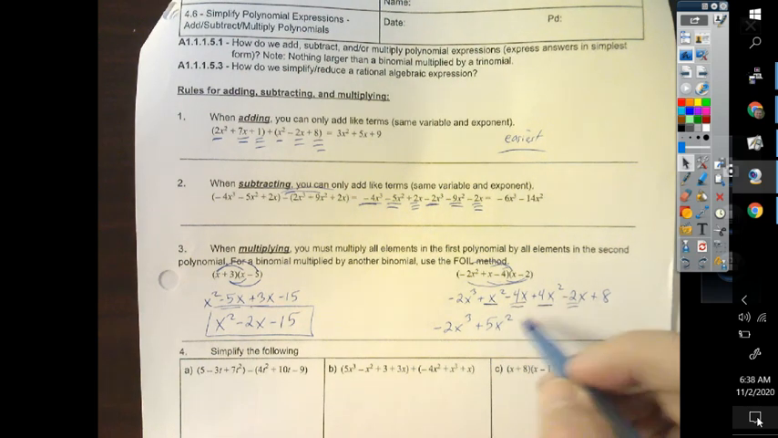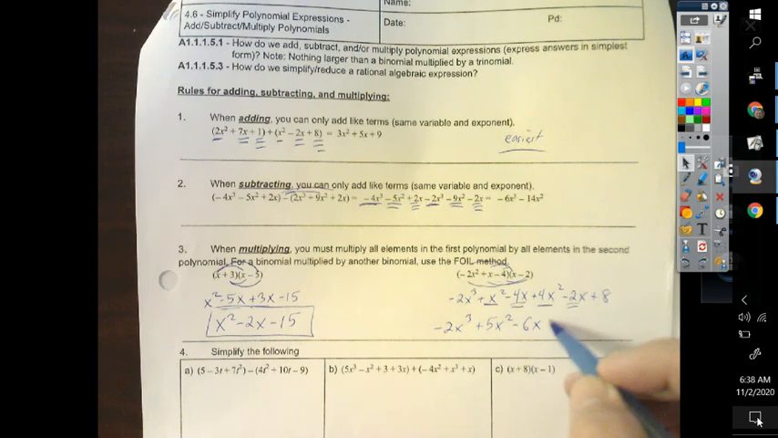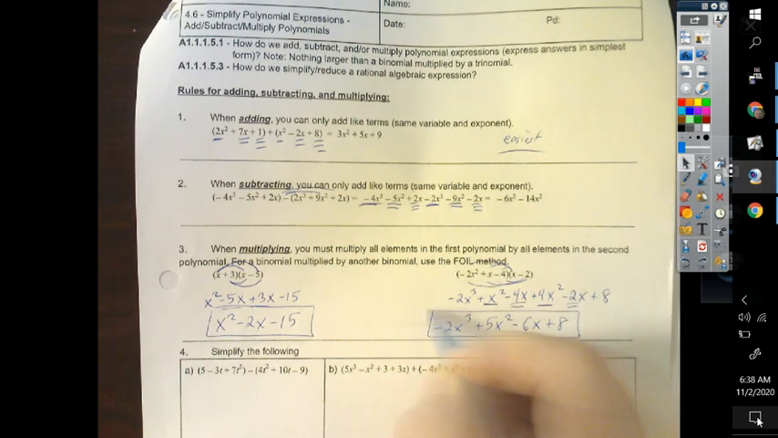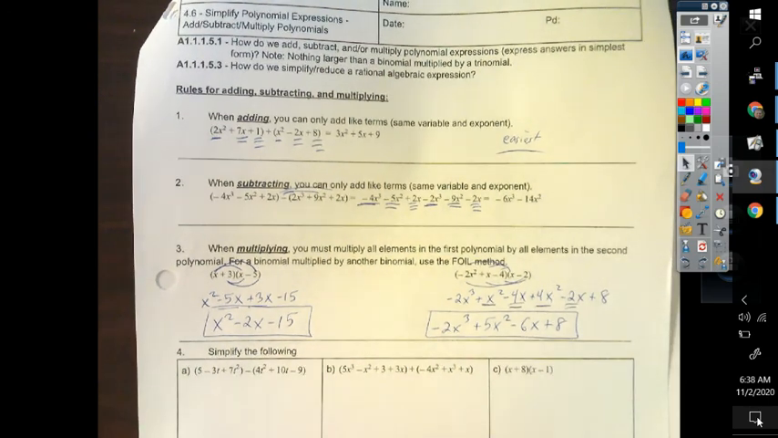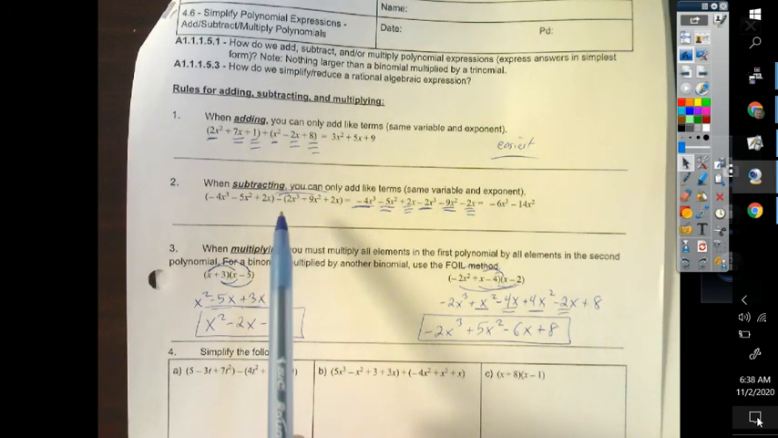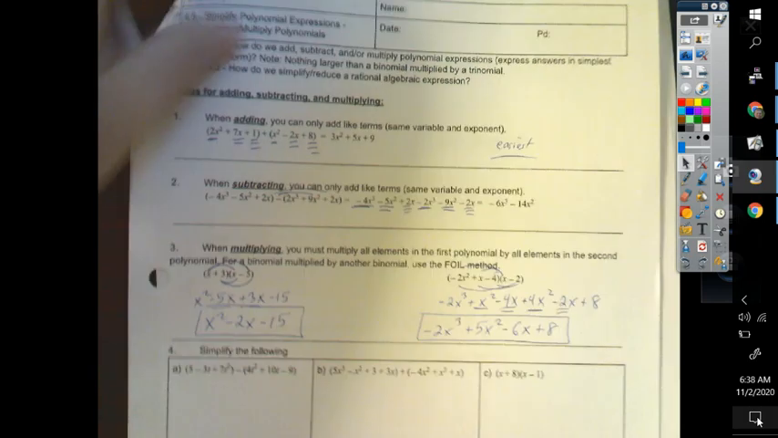Negative 4x minus 2x is minus 6x plus 8. Okay. So guys, when you get to any problem, you look at the sign first, plus, minus. If you don't see anything in the middle, that just means multiplication, okay?